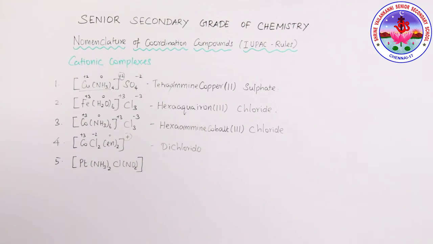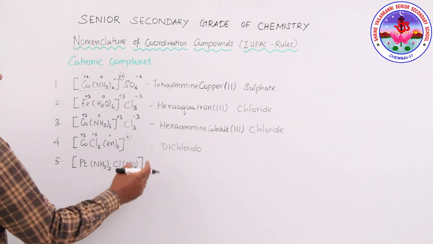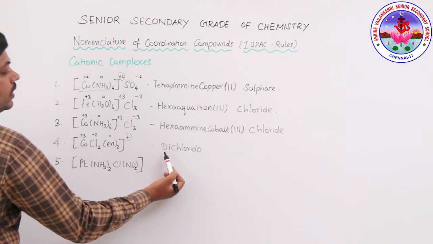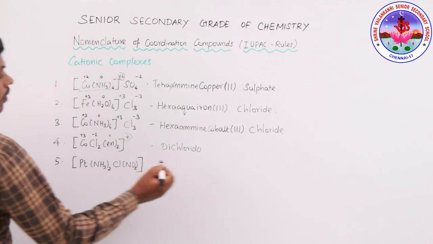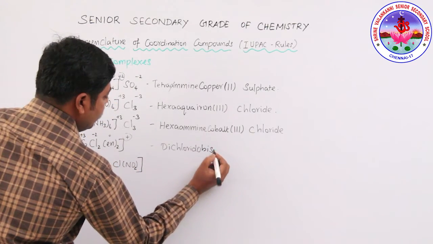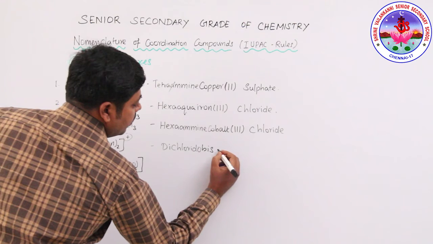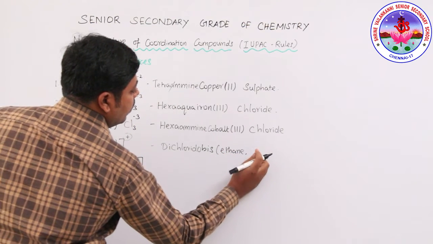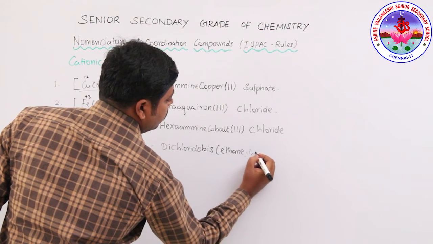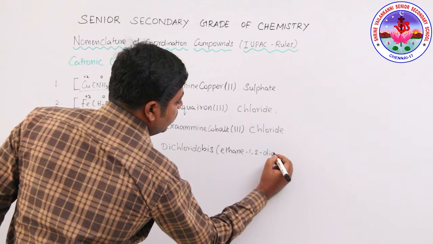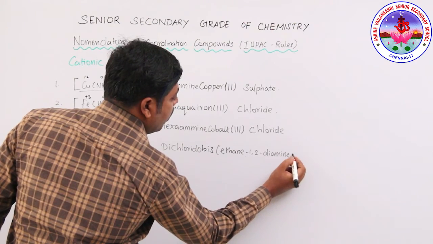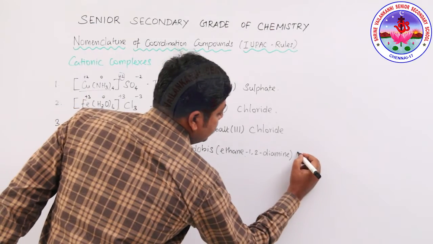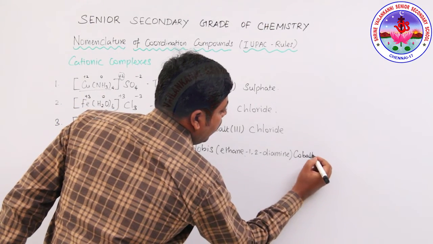Before 2004, we were using chloro. Nowadays, we are using chlorido. So, dichlorido, bis because of the complex ligand, bis(ethane-1,2-diamine), cobalt 3.